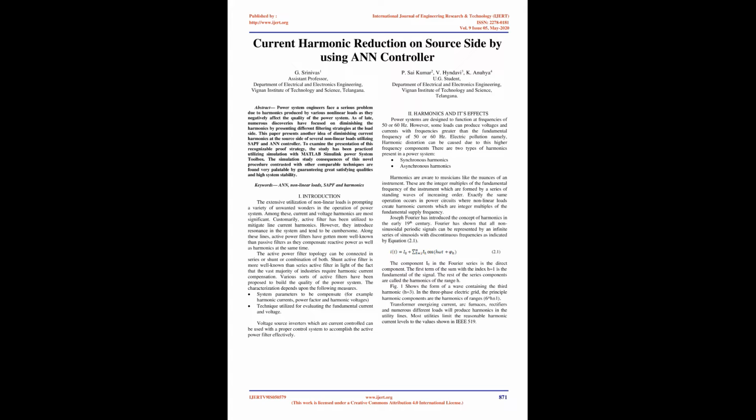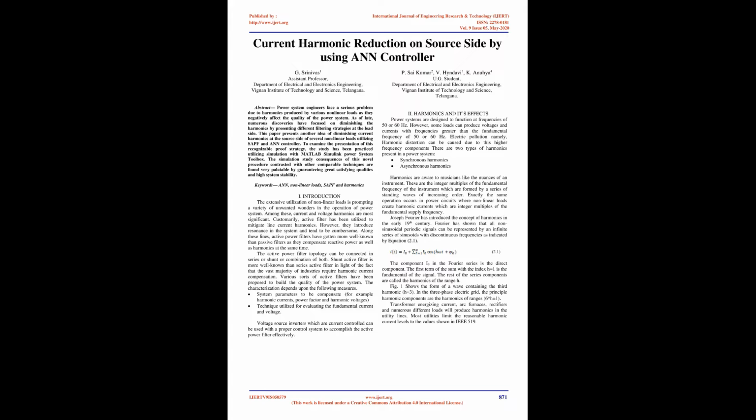Voltage source inverters which are current controlled can be used with a proper control system to accomplish the active power filter effectively. 2. Harmonics and its effects. Power systems are designed to function at frequencies of 50 or 60 Hz. However, some loads can produce voltages and currents with frequencies greater than the fundamental frequency of 50 or 60 Hz. Electric pollution, namely harmonic distortion, can be caused by these higher frequency components.